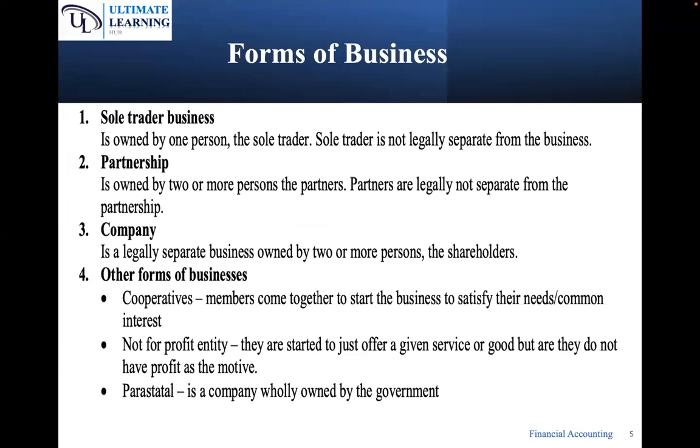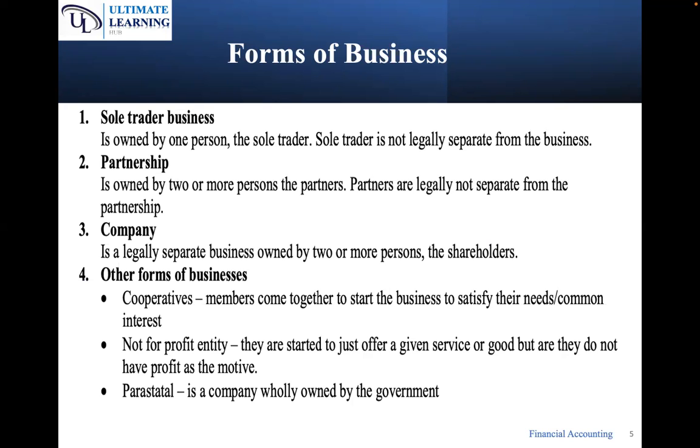Now, in financial accounting, you must know the different forms of businesses. We have basically 3 forms of businesses, but we can also add other forms which are not major. The first form of business is what we call a sole trader business. This is a business that is owned by one person, and that one person is known as a sole trader. A sole trader is not legally separate from the business.